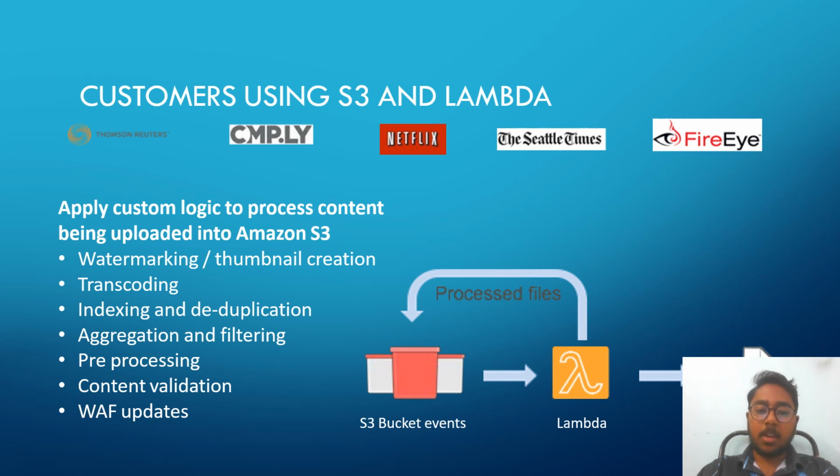Customers using S3 and Lambda. Again, like the same process flow, the objects will be stored in S3 buckets, and they will be processed. It runs code in the Lambda, and again the processed data will be saved in the S3 buckets. Here is the list of companies using S3 and Lambda: Thomson Reuters, Simplify, Netflix, the Seattle Times, FireEye. And these are the benefits I listed out by using the processed data: watermarking, thumbnail creation, transcoding, indexing and deduplication, aggregation and filtering, pre-processing, content validation, workflow updates.